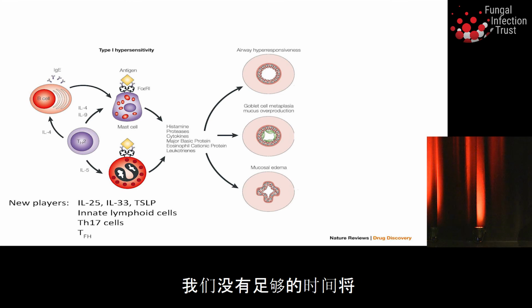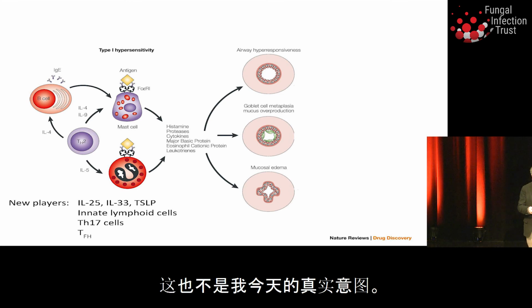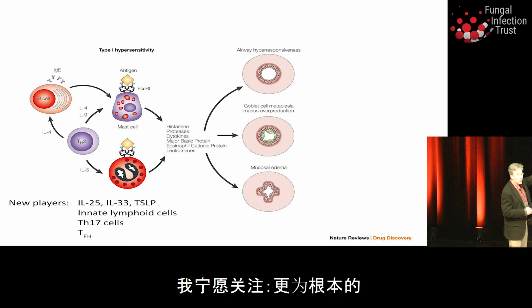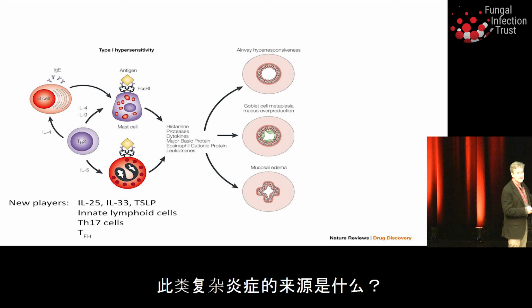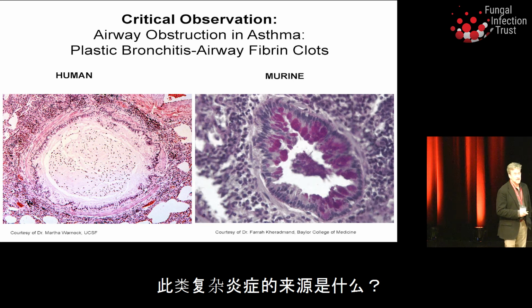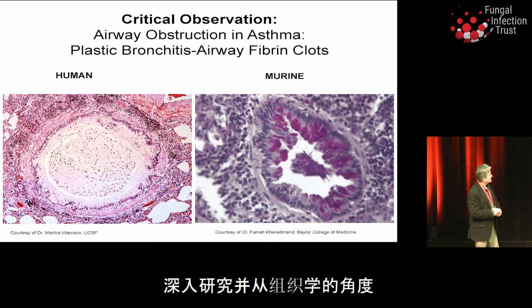So there's a lot going on here, and this is only a subset of all the different allergy-related cells and molecules. We don't have enough time to put this all together in perspective, and that's really not my intent today. I'd rather focus on what is more fundamental. What are the things that come out of fungi and perhaps other sources that lead to the genesis of this type of complex inflammation?